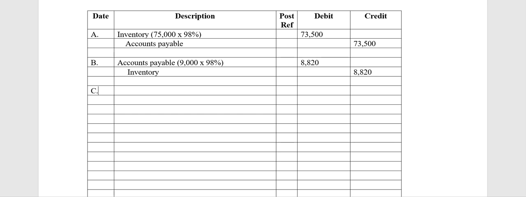In part C, they wanted us to journalize the entry for the payment, assuming that we made the payment within that 10-day discount period. When that happens, we have to reduce our accounts payable account because we are in fact paying it. We originally owed $73,500. We returned $8,820 in terms of a net value. So how much we owe during this period is $64,680. And we know in order to pay off an accounts payable, we have to spend cash. So our asset is going to decrease by the $64,680.